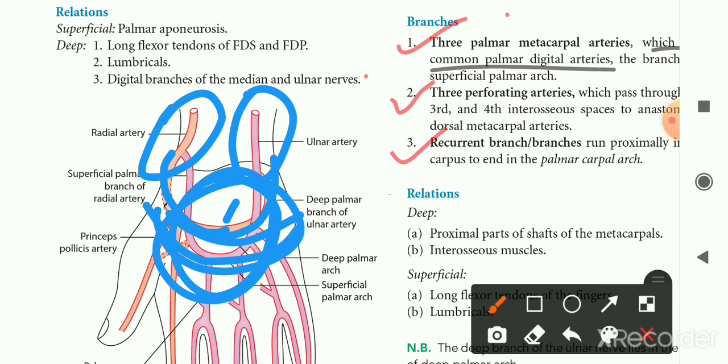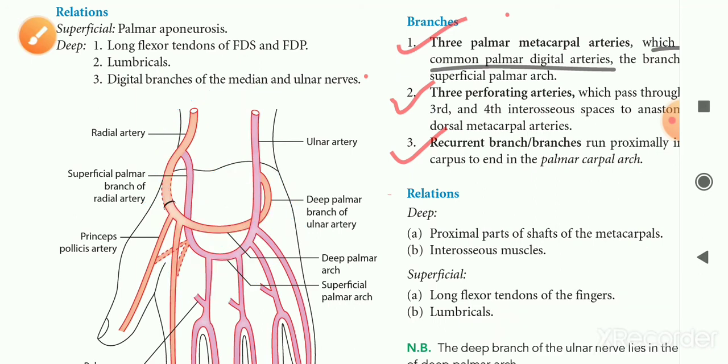So in the front of the hand, what are the muscles? There are 20 muscles arranged in 5 groups: thenar, hypothenar, lumbricals, palmar interossei, and dorsal interossei. What is the nerve supply? All the muscles of the palm of the hand are supplied by the ulnar nerve, except the muscles in the thenar group, which are supplied by the median nerve.